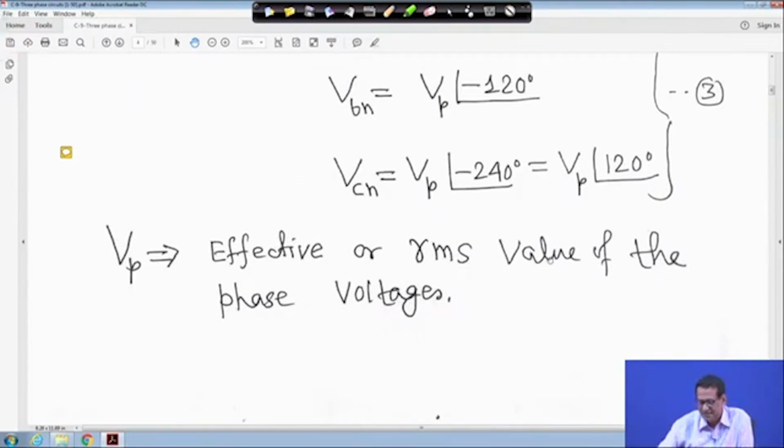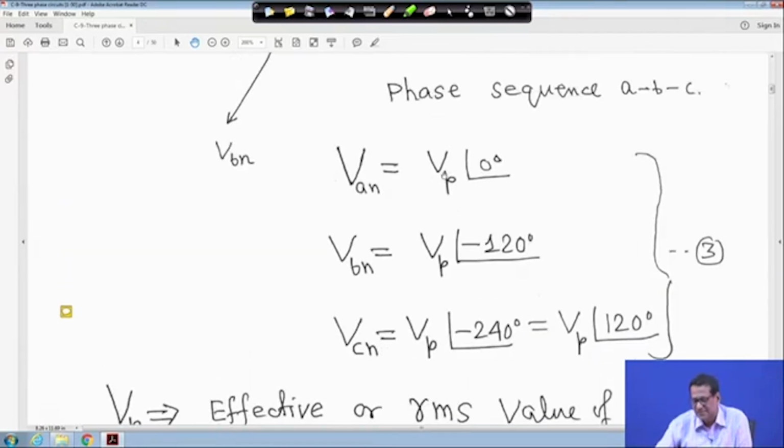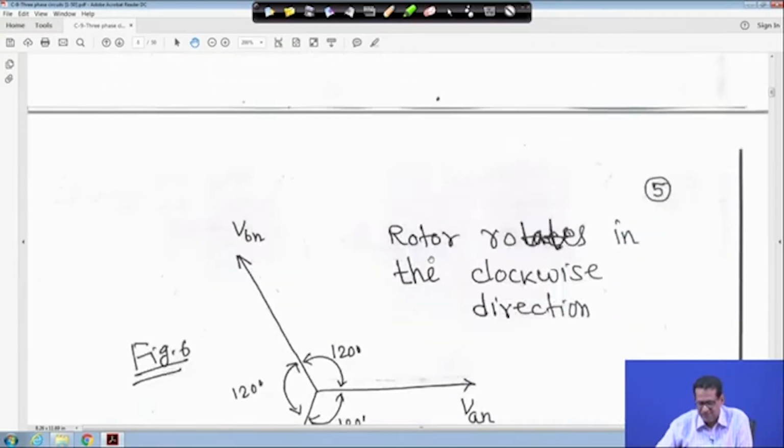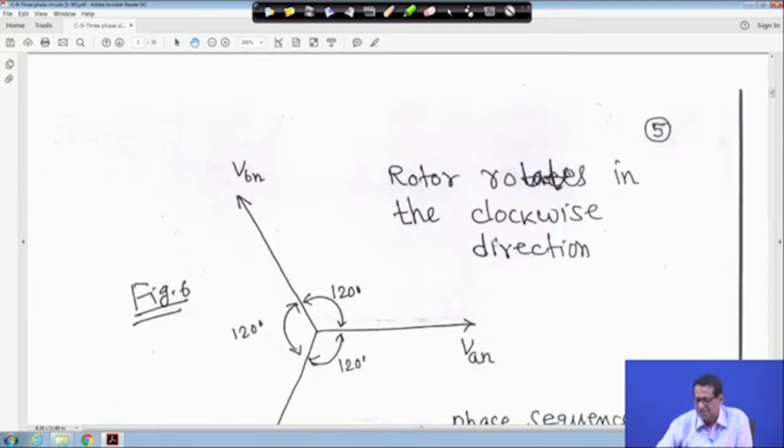VP is the effective or RMS value of the phase voltage. Here we are not taking any sin omega t or cosine omega t at present, so it is the RMS value of the phase voltage. Whatever we say, VP is the phase voltage, and these are all RMS values. Everything is RMS value.